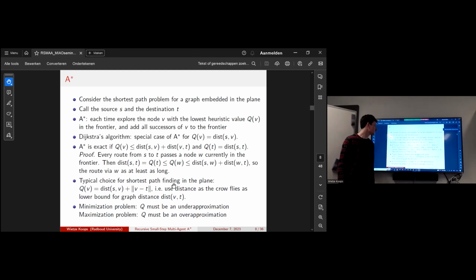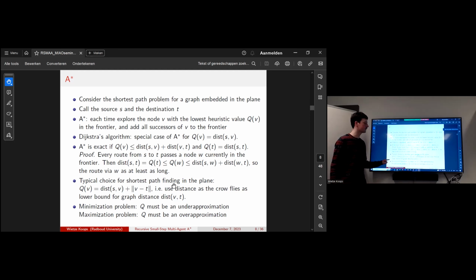So if you want to do this for shortest path finding, then you can use Dijkstra's, but you can refine it because we're in the plane. You can add the distance as the crow flies to the distance, and then that's going to be an under approximation for the actual distance if you have to follow the edges of the graph. And that typically finds the paths faster than just doing Dijkstra.